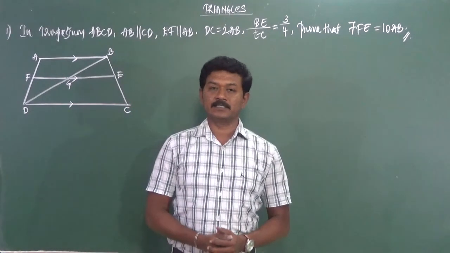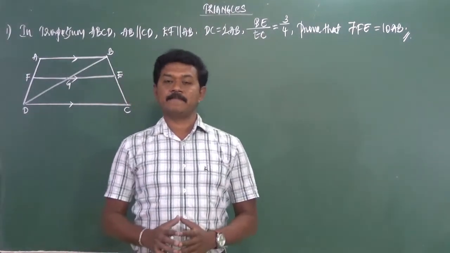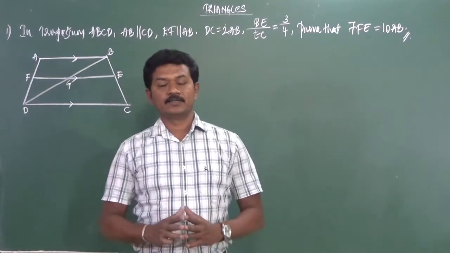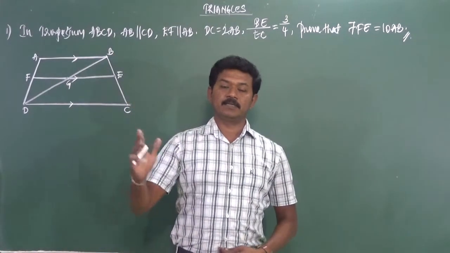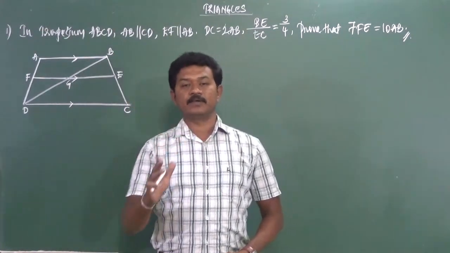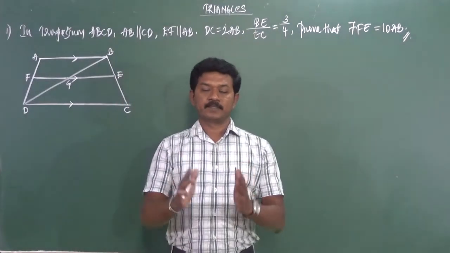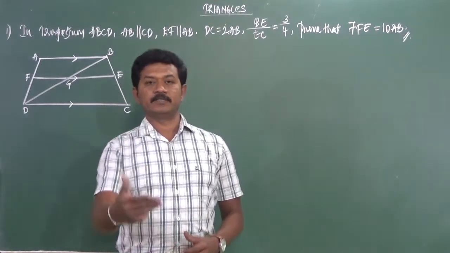So in the previous session of mathematics we had discussed the riders on the AA similarity criterion. If two triangles are equiangular, then they are similar, or if two triangles are equiangular, then their corresponding sides are proportional. So this is the AA similarity criterion. We had proved this criterion in the previous sessions also.